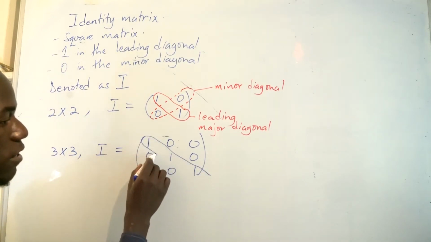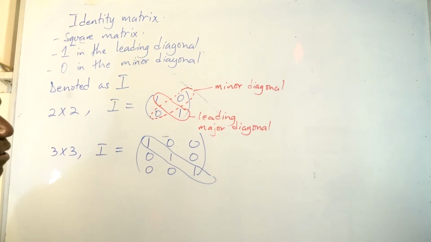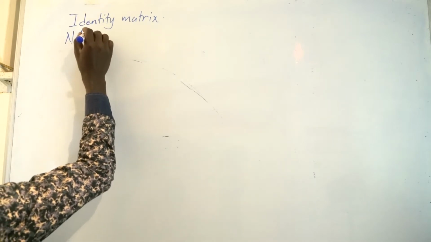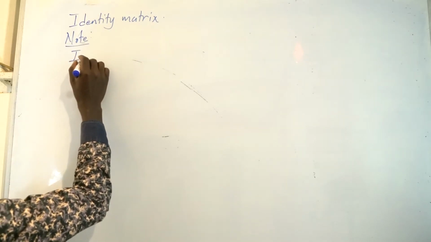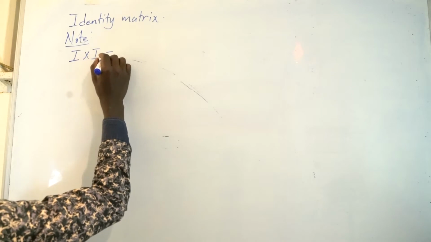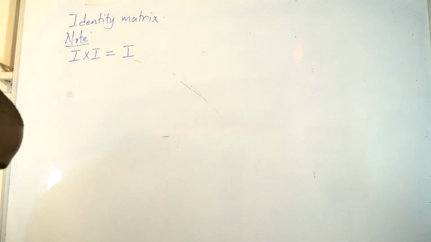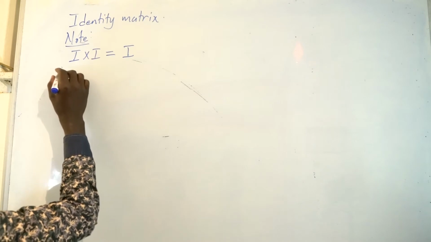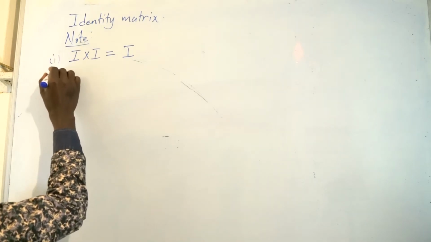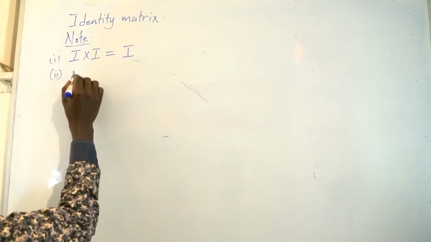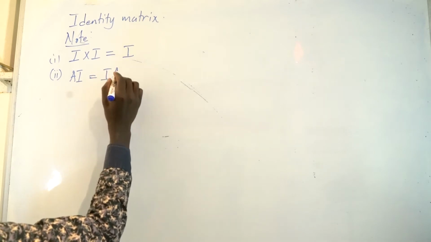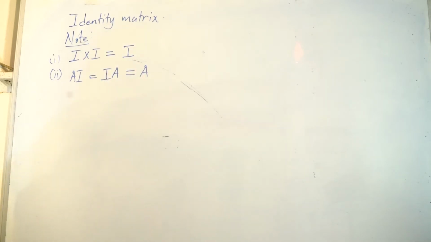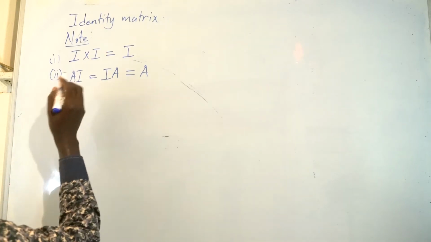In that diagonal we are having a 1, then zeros anywhere. Then we have some things to note when we are talking about an identity matrix. The first is that when you multiply an identity matrix times itself, you get itself. Then if you have a matrix A times that identity matrix, it is the same as identity matrix times matrix A, which is again matrix A. Let's have an example.